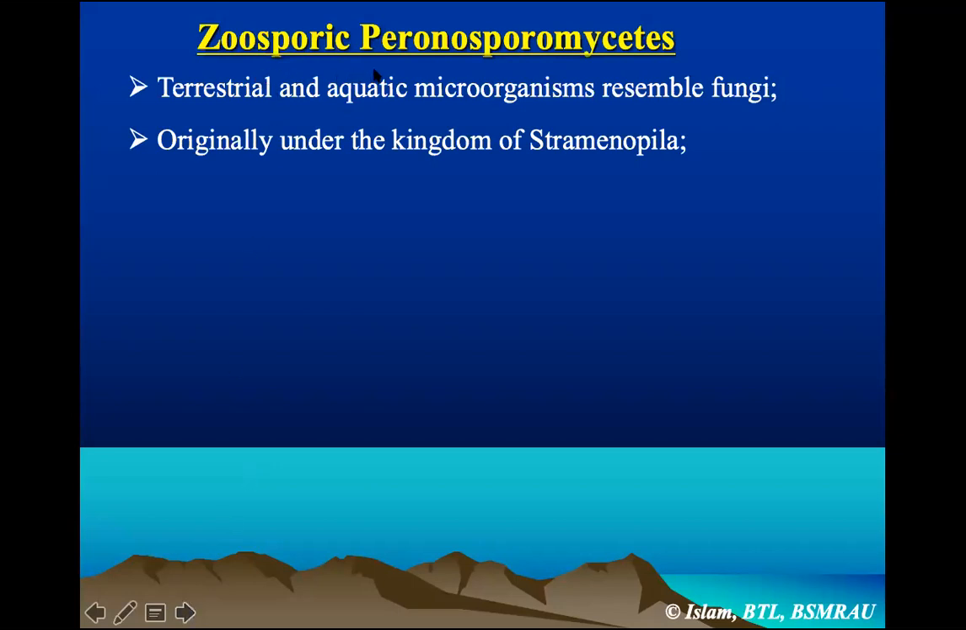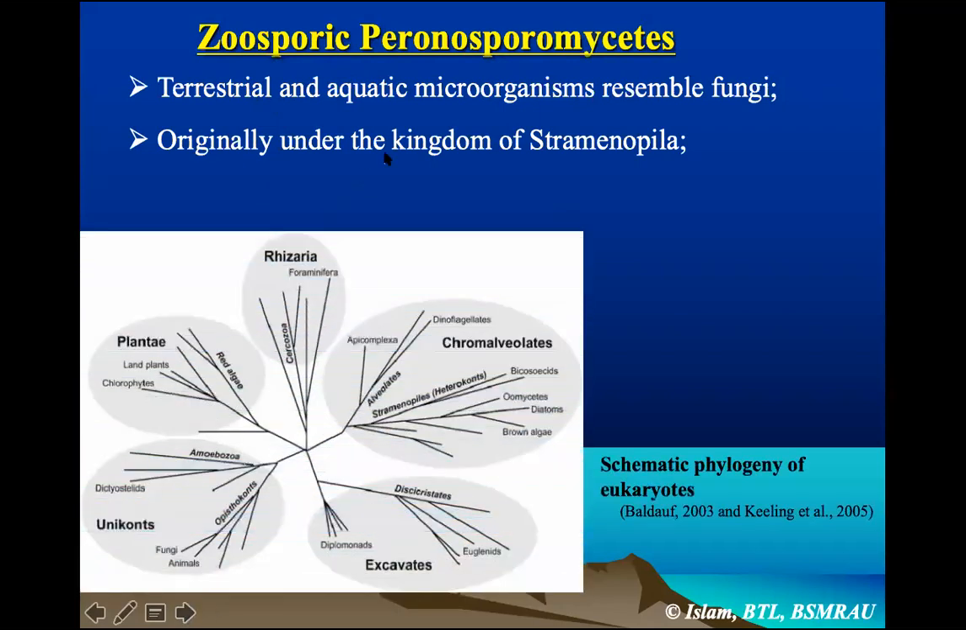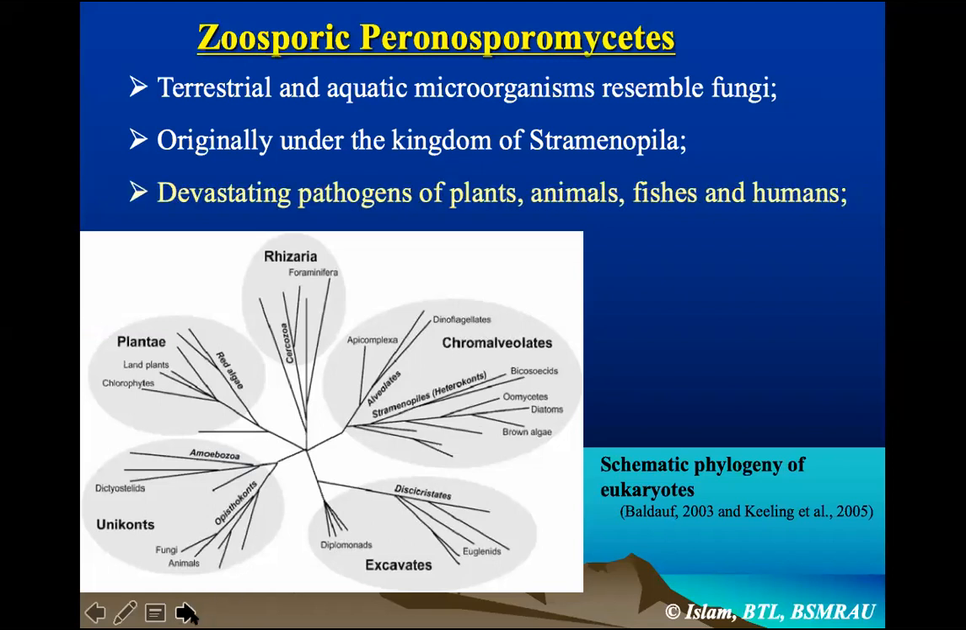I shall discuss one class of microorganism called Peronosporomycetes, and they produce zoospores, and they are terrestrial and aquatic microorganisms that resemble fungi. They are not fungi, but look like fungi. They belong to the kingdom Stramenopila. Here you can see the scheme of phylogeny of the eukaryotes, and fungi is here. Why am I talking about this one? Because I discovered lots of bioactive compounds against this class of microorganisms, because they are dangerous pathogens of plants, animals, fishes, even humans. So they are very, very important.